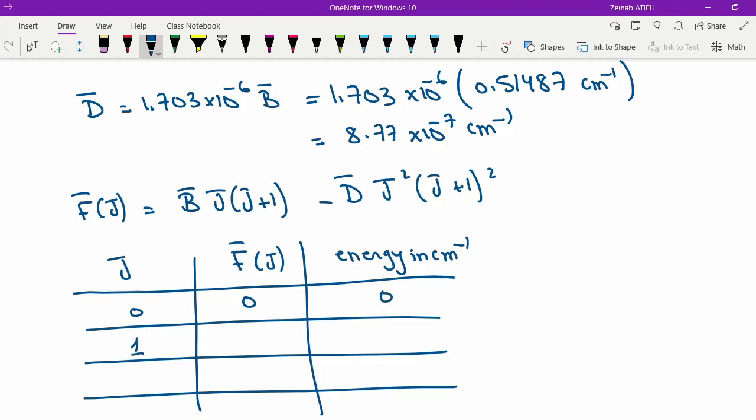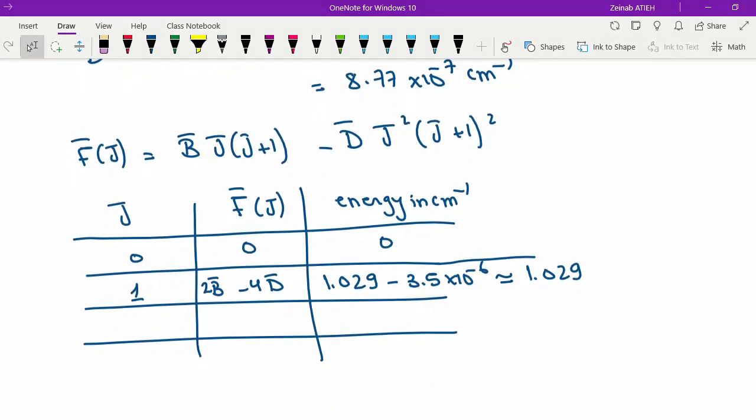First, if J is 0, then F bar is 0 and the energy will be 0. If J is 1, then we get 2B bar minus 4D bar. Substituting B bar and D bar, we get 1.029 minus 3.5 times 10 to the power minus 6, which is approximately equal to 1.029. You can see that the correction is very, very small. This distortion correction in the case of this molecule is really very small.